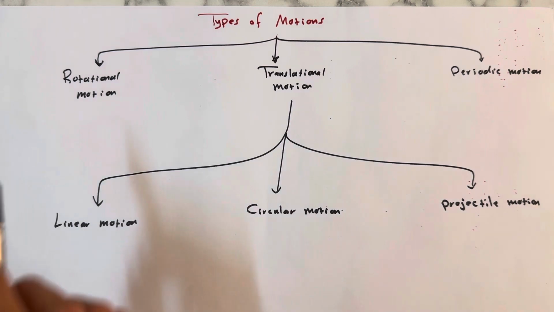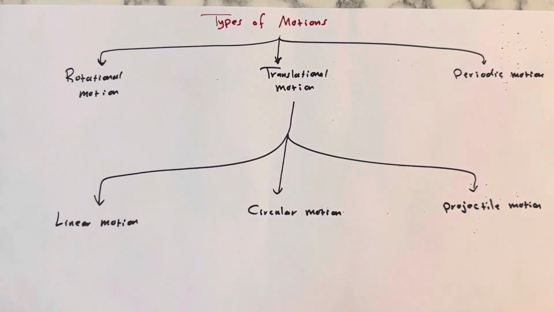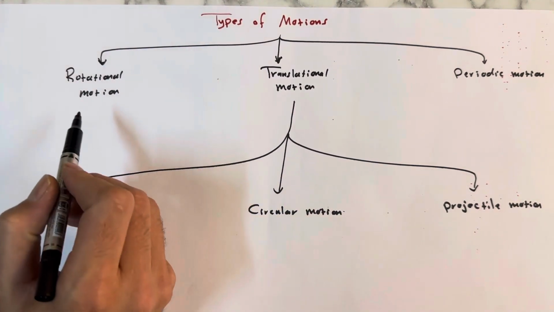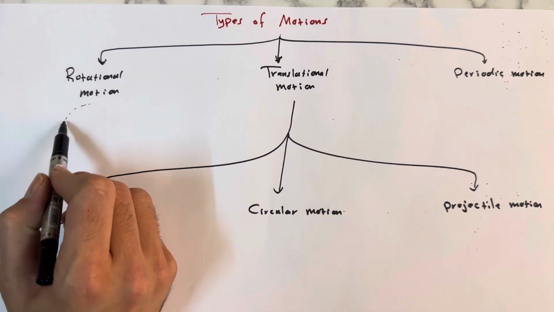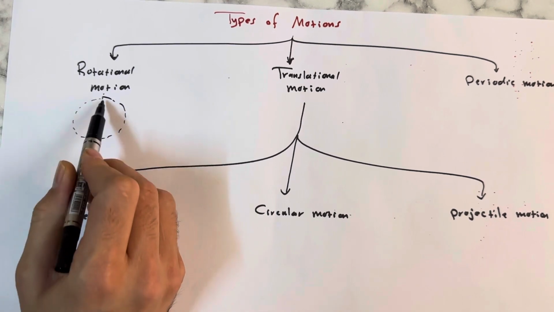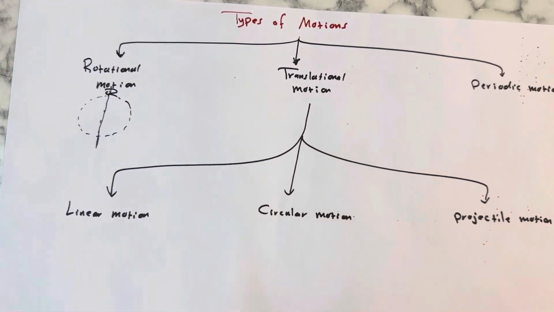The first one, rotational motion. The second one, translational motion, and the third one is periodic motion. Okay, rotational motion, for example, is the rotation of an object around its axis, like the Earth rotating around itself. And the second type is translational motion, for example, when an object is translated from one position to another position. In translational motion, the object's position changes continuously.